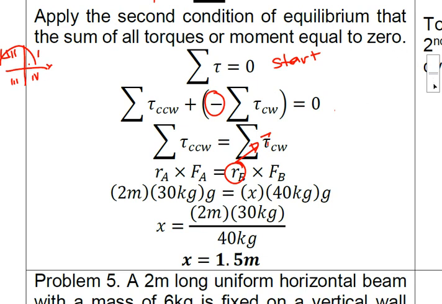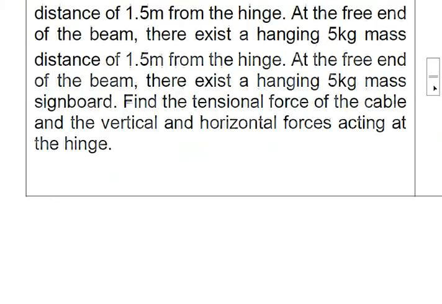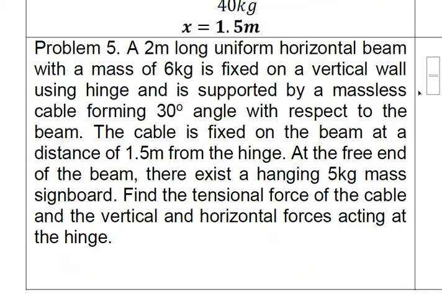Then another problem. This is, I think, a bit complicated maybe. You have a 2-meter long uniform horizontal beam with a mass of 6 kilograms fixed on the vertical wall using a hinge and supported by a massless cable forming a 30 degree angle with respect to the beam. The cable is fixed on the beam at a distance of 1.5 meters from the hinge.